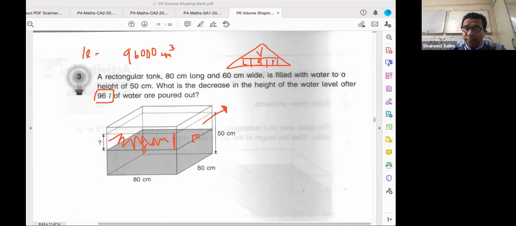First, let us see. I want to find the height of this thing here. This is what I want to find. I must take volume over length times breadth. Volume is 96,000 over 80 times 60. And I think you will get it. I think 20 is the answer. Perhaps. 96,000 divided by 80 divided by 60. And the answer is 20. So the answer is 20 cm.